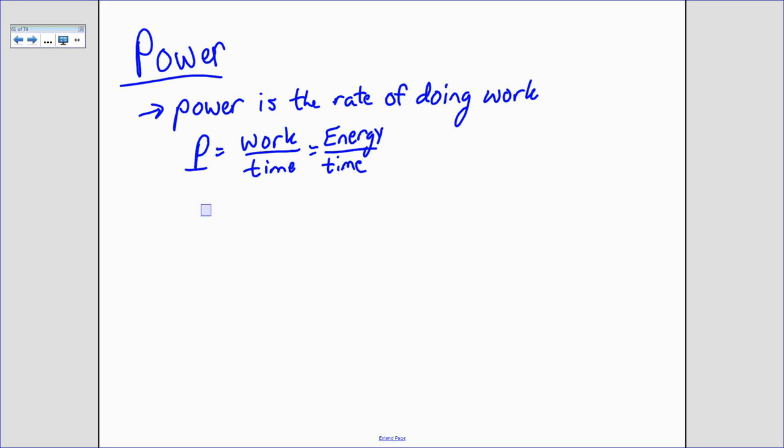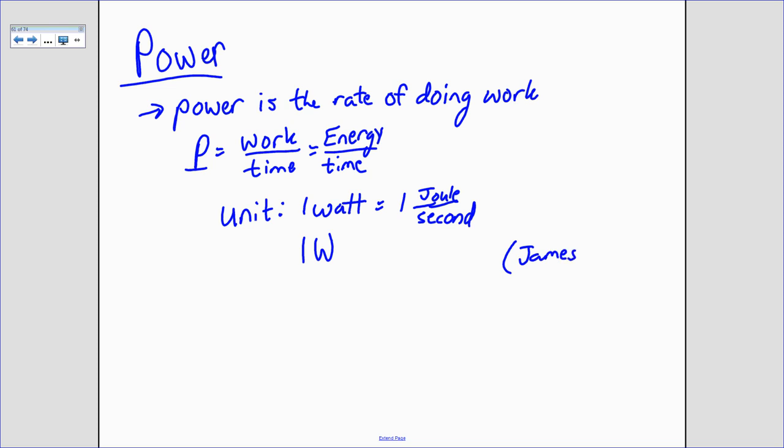The units of this are the watts. The watt. Okay, the watt. And 1 watt in SI units is 1 joule per second. It's a person's name, so when we abbreviate the watt, it's a capital W. It's after James Watt. You don't need to know this name, but he was a physicist in the 1700s. Sort of give you some framework.